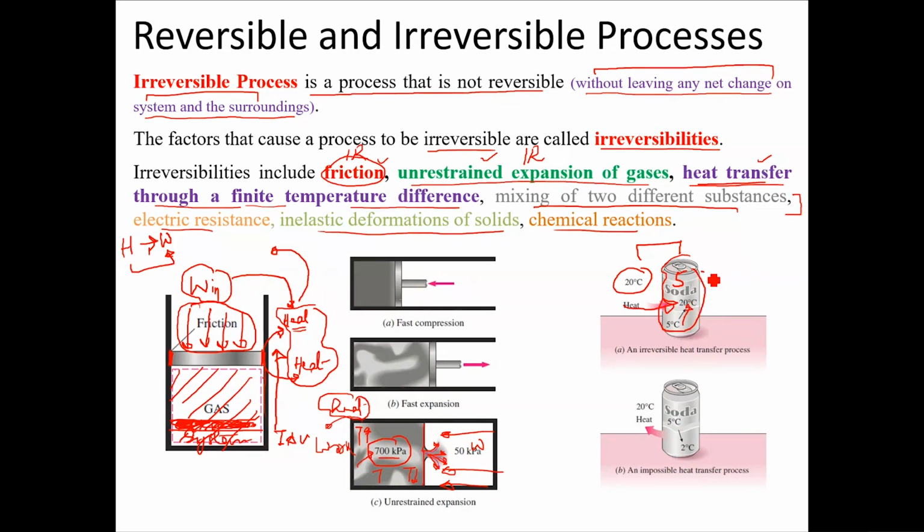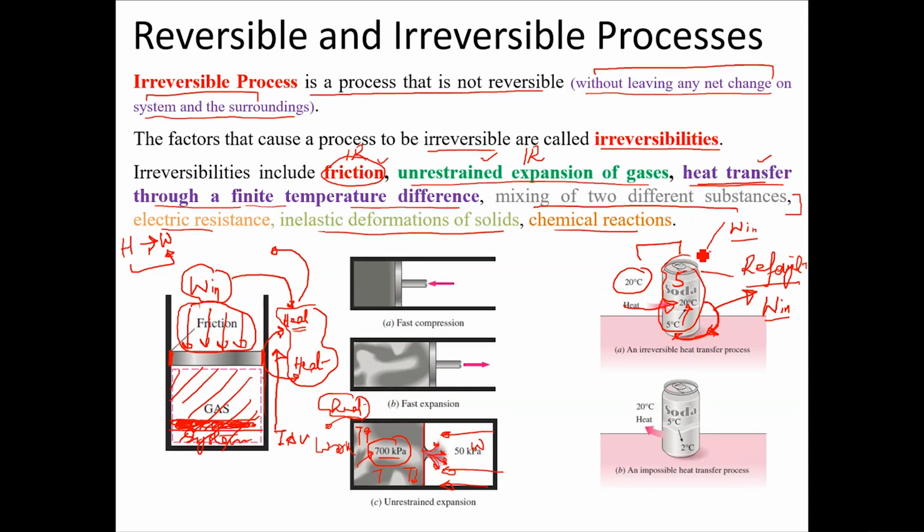Now it is possible that you bring the soda can back to 5 degrees centigrade from 20 degrees centigrade. You can do that. Your system could come back to its original position, but in order to do so you have to do the refrigeration process. When you do the refrigeration process, certain work input is involved. There has to be some work input for this system to get back to 5 degrees centigrade.